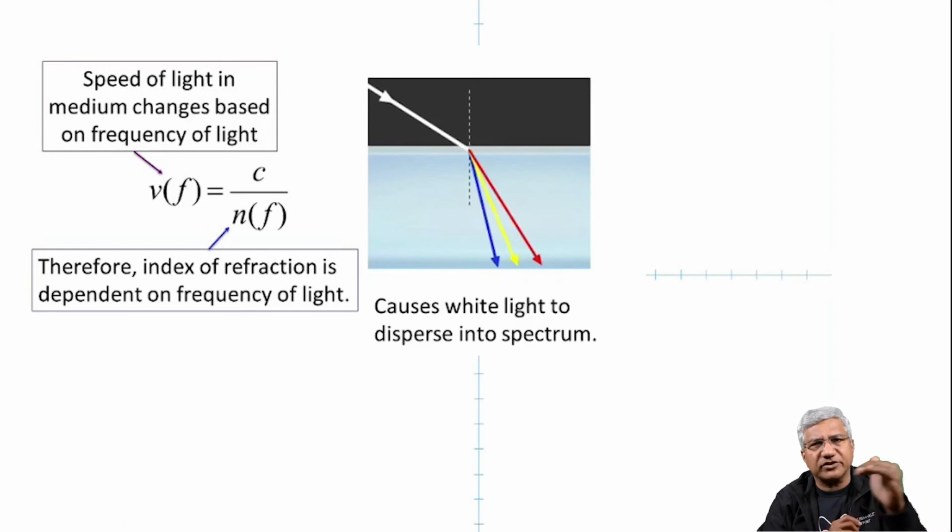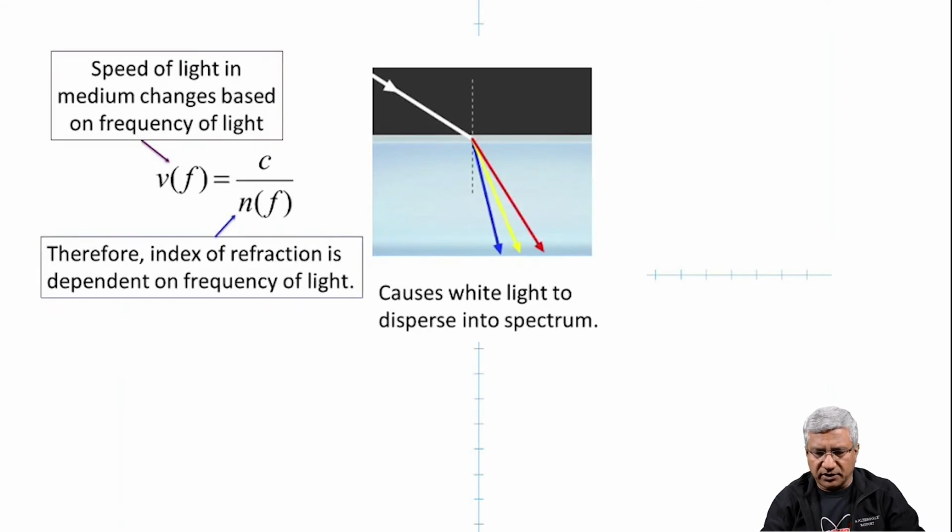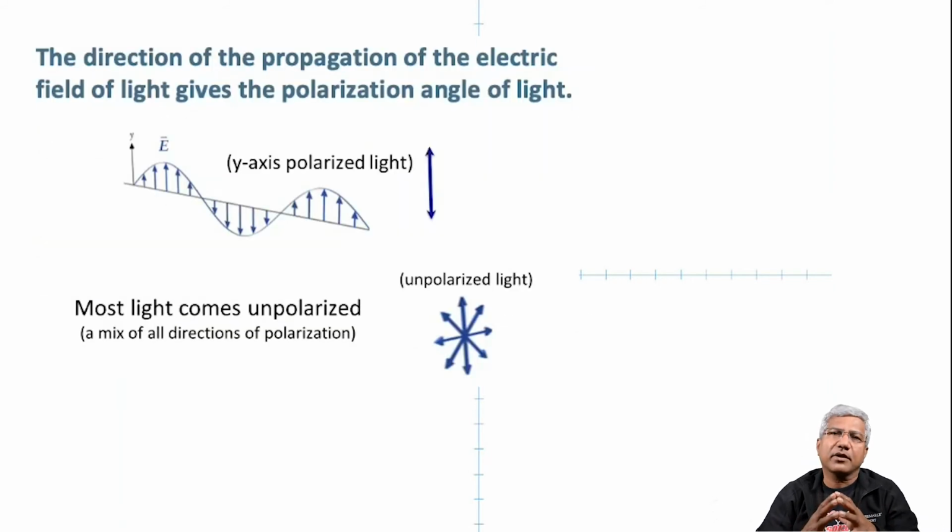No, never. The color doesn't change, which means the frequency remains constant in every material. It's only the speed and the wavelength that change. All right, so we talked about that. You've got to have a brief idea of polarization of light.